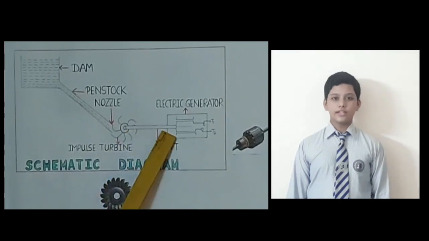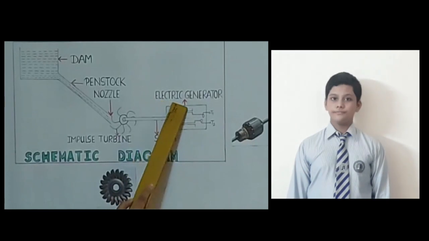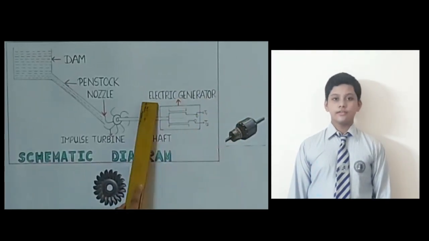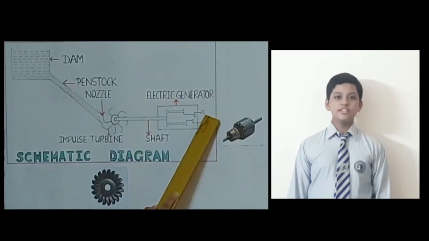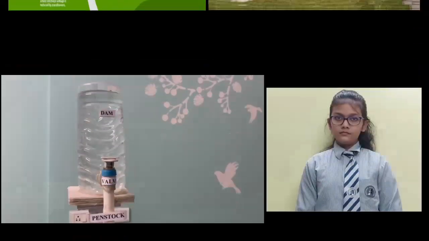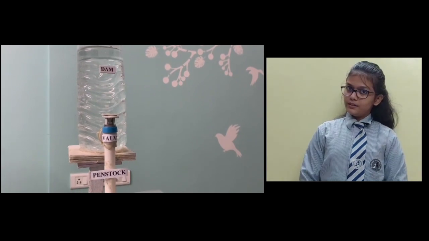The turbine is connected to a shaft coupled with the armature of the generator. As the turbine rotates, the armature is also rotated. As a result, electricity is produced. The generated electricity is then transmitted through high voltage transmission lines to different substations. Now we'll focus on the working of our model.